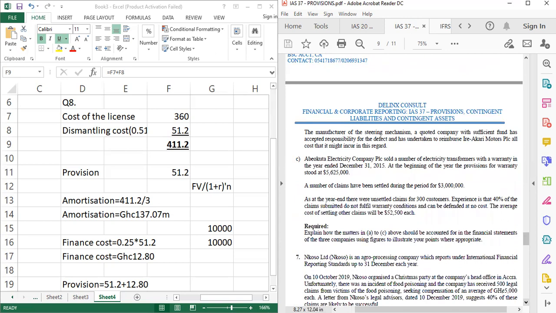Okay. So they are saying at the beginning of the year, the provisions for warranties stood at what? 5,625,000. A number of claims has been settled during the period for 3 million. So what will be our new level of the provision now?